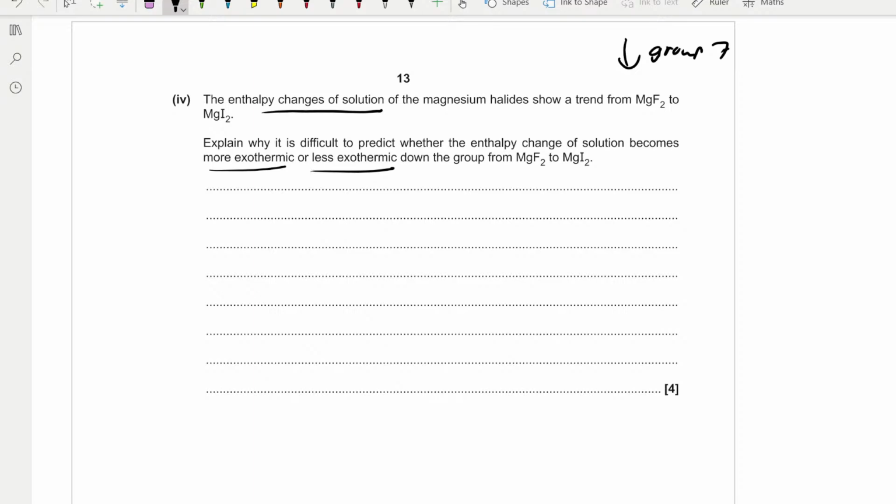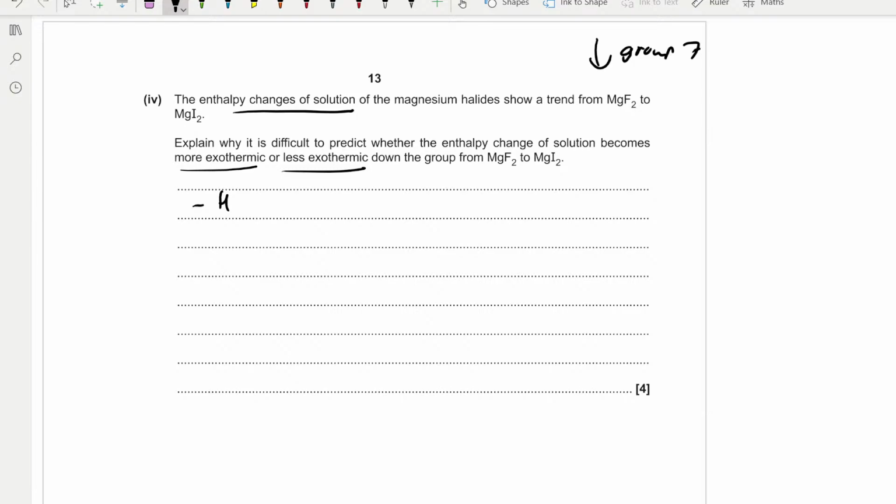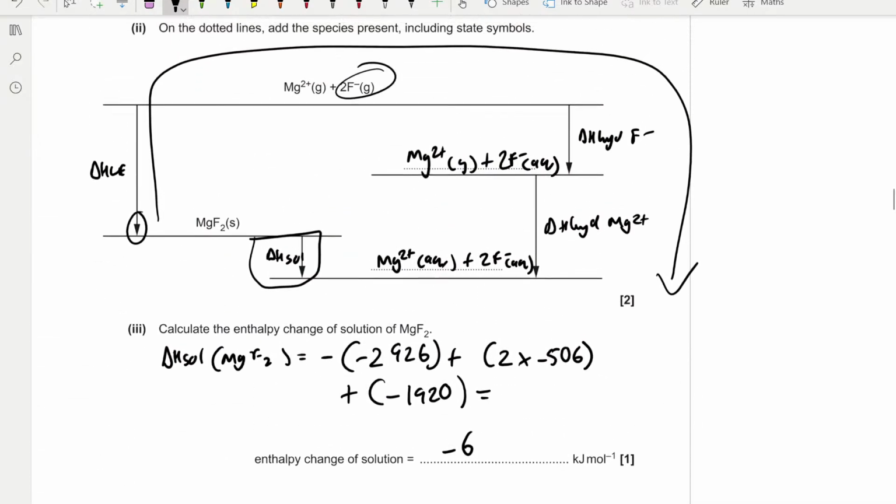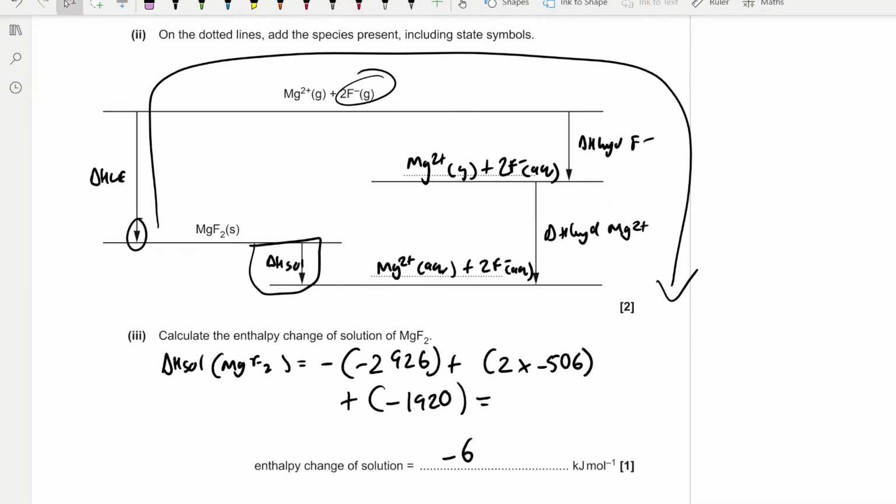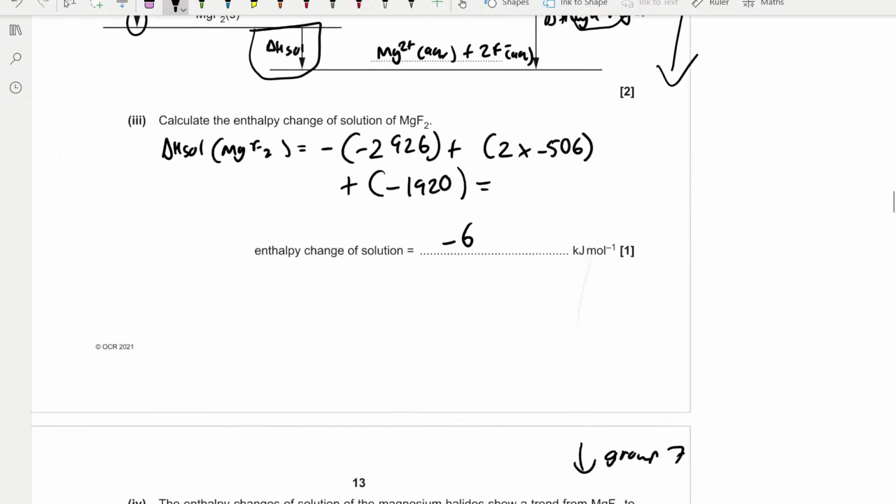So down the group, we know that the ionic radius of our halide ions is going to increase. So we can just put that. And then we also need to consider what that means for lattice enthalpy, because when we're calculating our enthalpy change of solution, we're accounting for our lattice enthalpy and our hydration enthalpies.